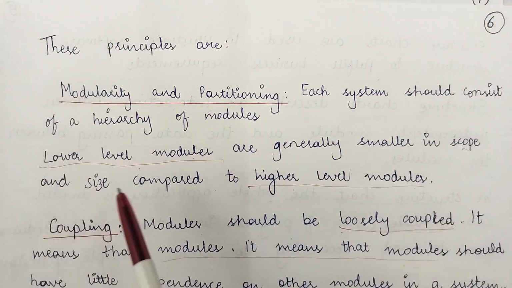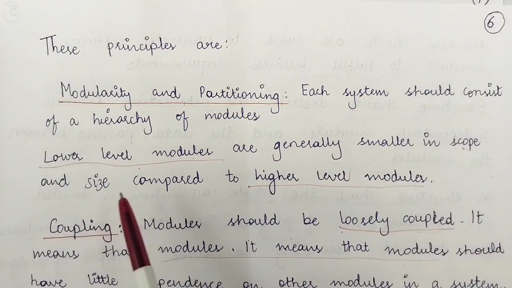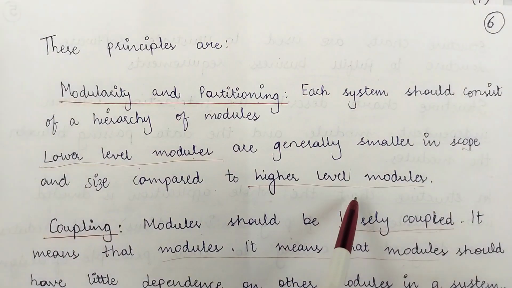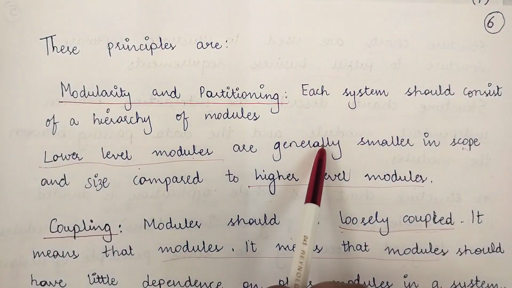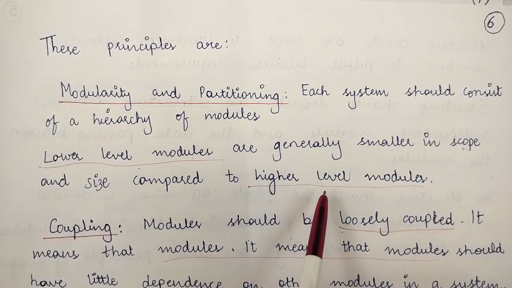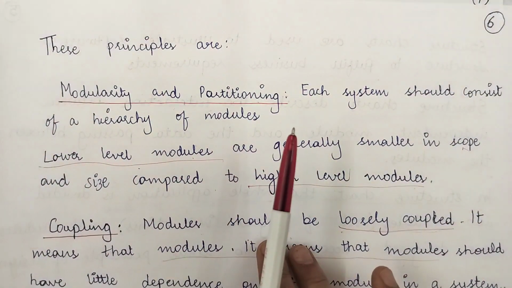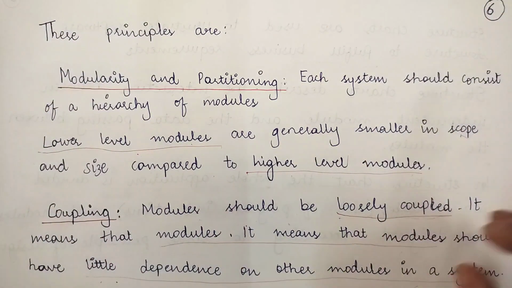Basically the hierarchy is such that the lower level modules are smaller in scope and size compared to the higher level modules. Whatever the lower level modules are, their scope is smaller and their size is smaller as compared to higher level modules. And in the hierarchy, we have the higher level modules first, and then the lower level modules.